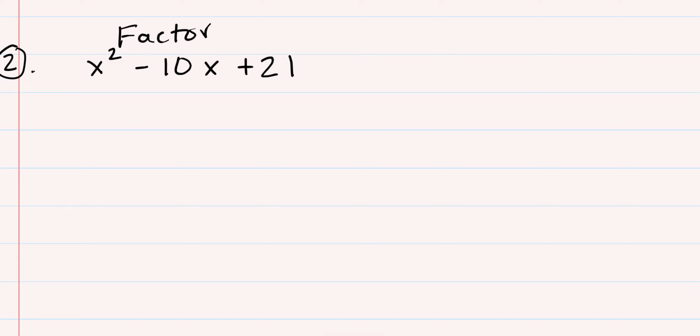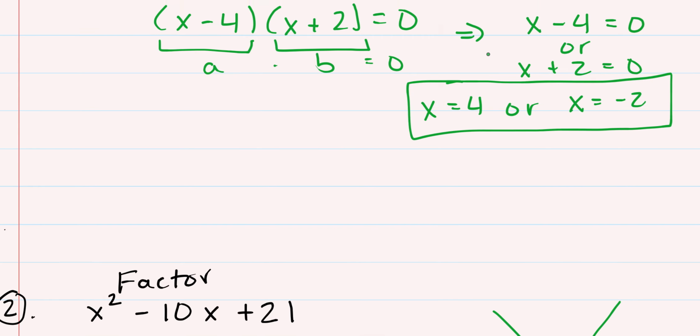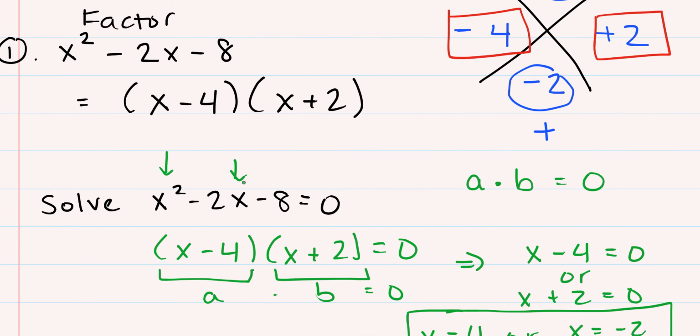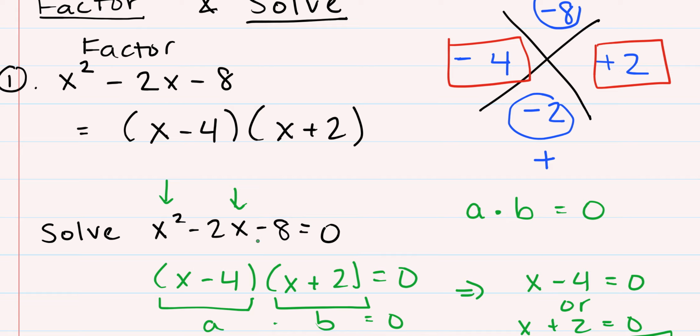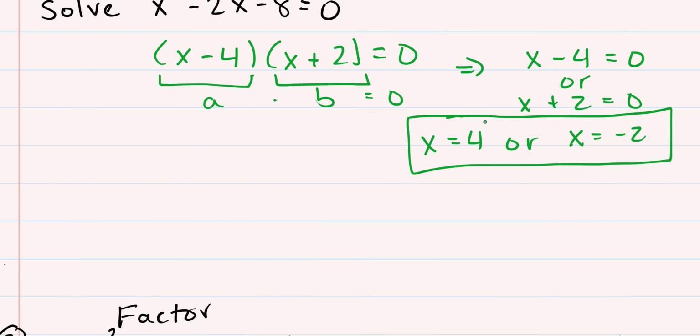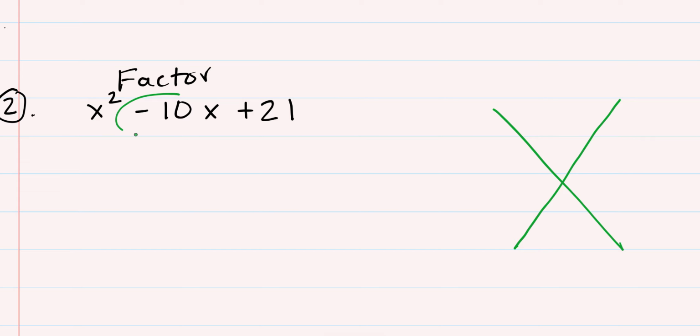Again, what I'm going to do is draw an x. Now remember before, I took this number, this -2, and I put it at the bottom, and I took this -8 and I put it at the top. That's what I'm going to do here. So -10, I'm going to put it at the bottom, and this +21 goes at the top. Now what you want to ask yourself is, what two numbers can I multiply to give me a +21 and add to give me a -10?